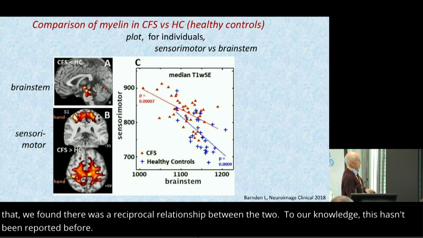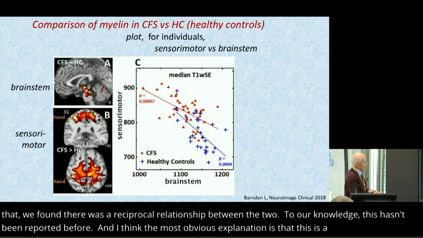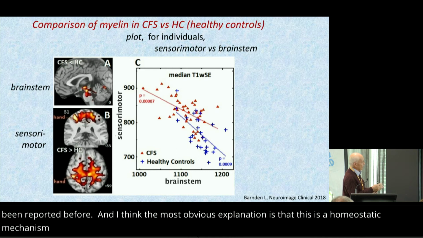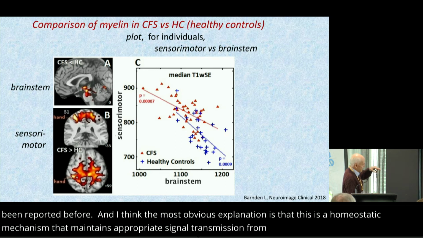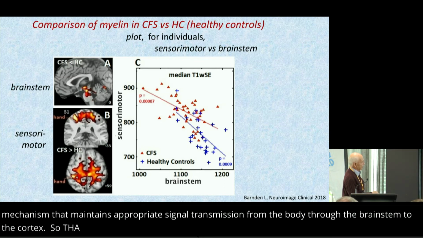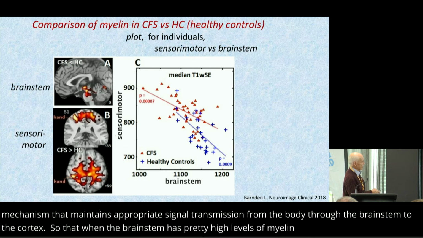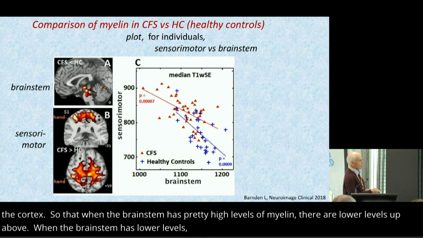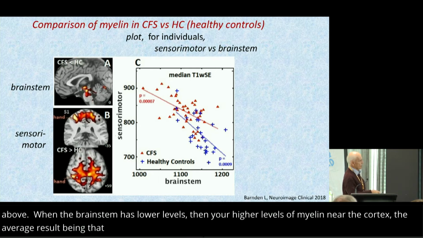And I think the most obvious explanation is that this is a homeostatic mechanism that maintains appropriate signal transmission from the body through the brainstem to the cortex, so that when the brainstem has pretty high levels of myelin, there are lower levels up above. When the brainstem has lower levels, then there are higher levels of myelin near the cortex. The average result being that the signal transmission should be adequate in either case.